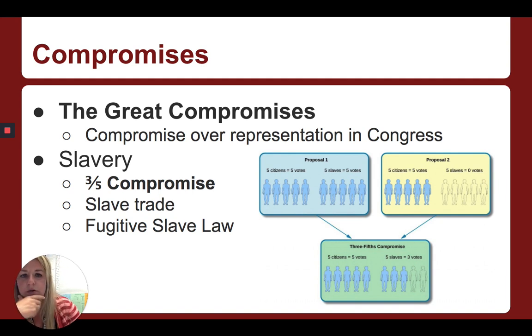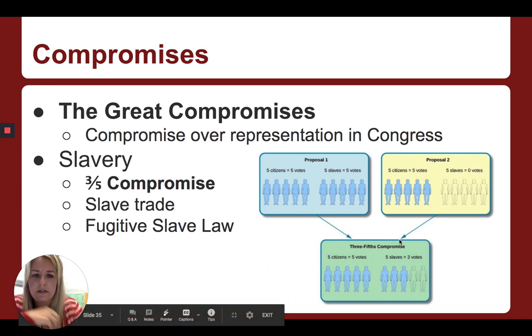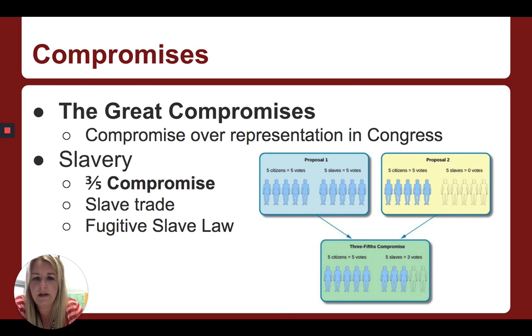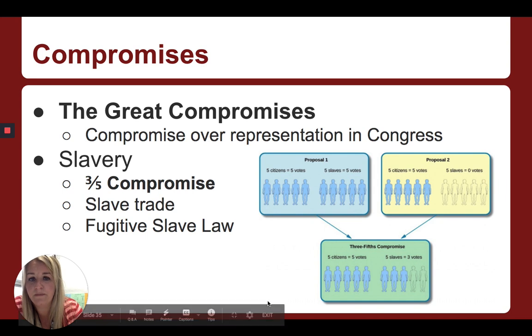So you had one proposal where if you had a slave, they counted as one person, and those without slaves saying, hey, why would you count these as people? And so they compromised it. For every 5 slaves, you'd get 3 votes of people. They call it the 3/5 compromise. So it's basically counting every single slave as 3/5 of a person in the country's population. It was super messed up and stuck around as long as there was slavery, unfortunately.